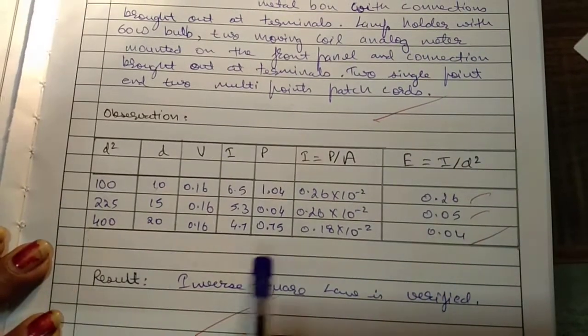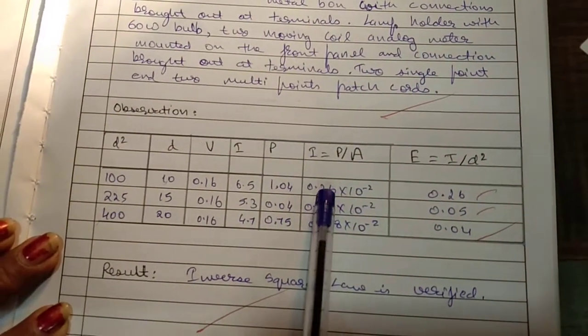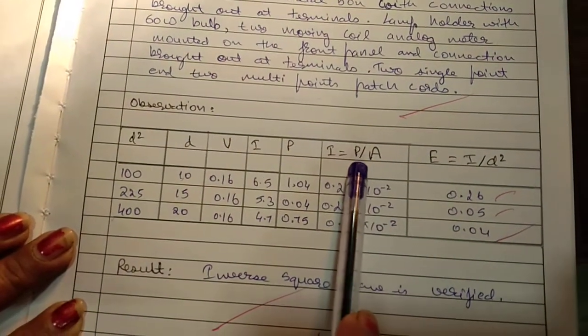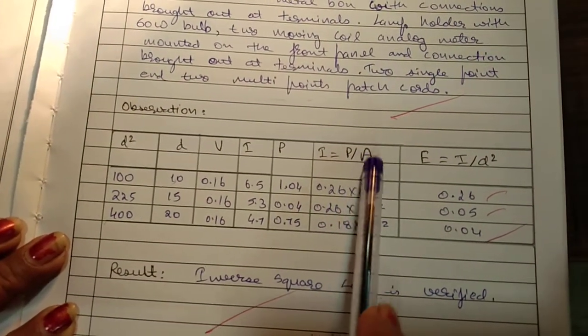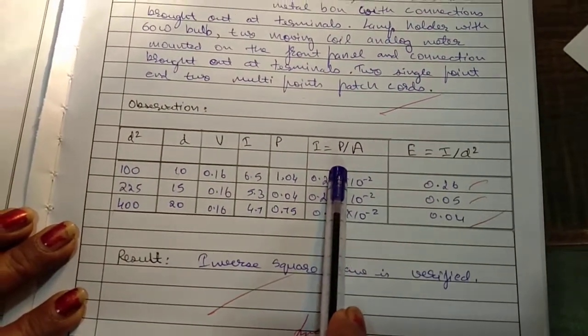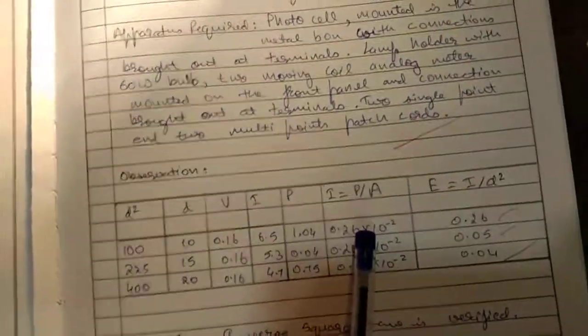This table has been changed to calculate the value of I, that is current, P upon A, where P is the power, and per unit area of cross section, that is having the fall of the intensity of the current. Clear? Now we will start the practical, and in this I have taken 3 distances.